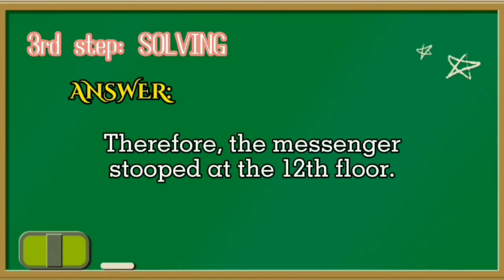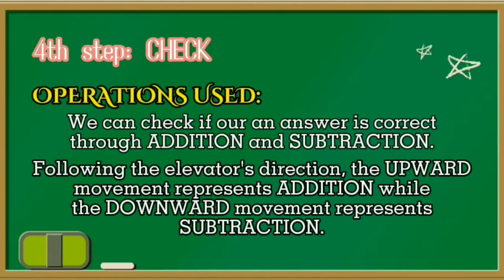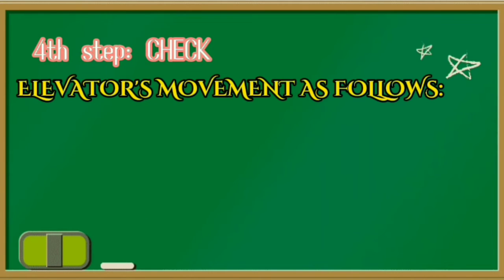So therefore, the messenger stopped at the 12th floor. So let's check. We could check if our answer is correct through addition and subtraction. Following the elevator's direction, the upward movement represents addition, while the downward movement represents subtraction. So, we have the elevator's movement as follows.